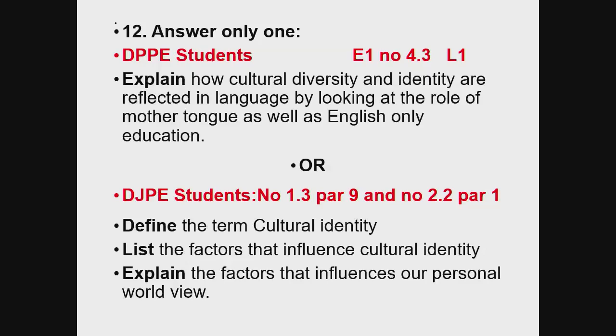The DJP students, number 1.3, paragraph 9, and number 2.2, paragraph 1. Define the term cultural identity. That's a definition that you should get in the study guide, study it, write it down. List the factors that influence cultural identity. Again, the facts are in your study guide, study it and write it down.